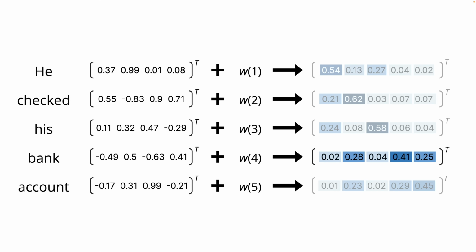So the first element corresponds to he, the second to checked, and so on. As you can see, the highest values in this vector are for the words checked, bank, and account, indicating that the model has worked out that in order to make sense of the meaning of the word bank in this context, it needs to take these words into account. So you can see that accounting for the words checked and account allow the financial meaning of the word bank to be discovered by the model.